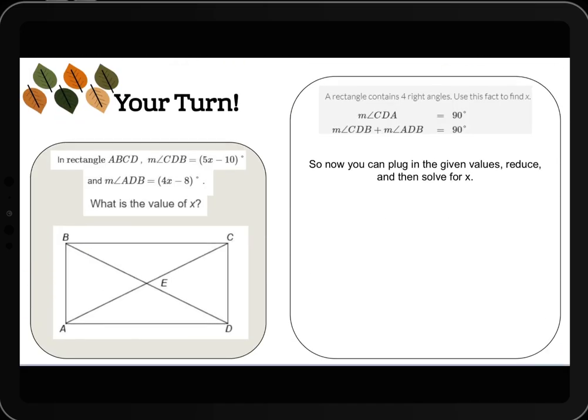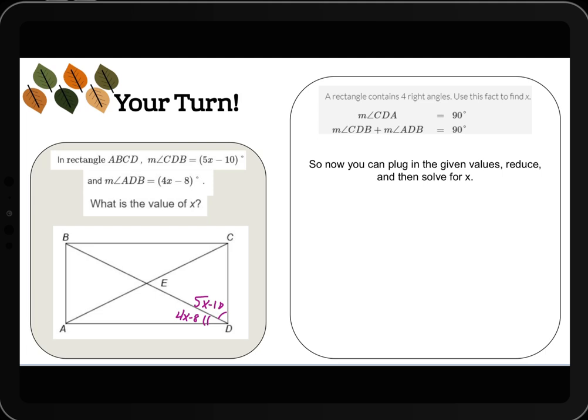Lastly, we have a rectangle right here where they're telling us in the rectangle ABCD, we know that CDB is this angle right here at 5x minus 10, and ADB is this angle right here, which is 4x minus 8. Notice that I'm not assuming that they're equal. I'm using different arc marks because this is a rectangle, right? So the diagonals do not bisect opposite angles here. That's not what's happening in a rectangle.